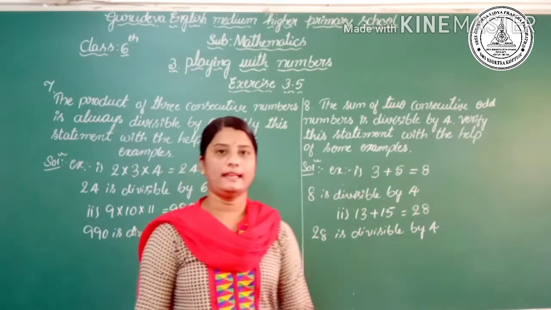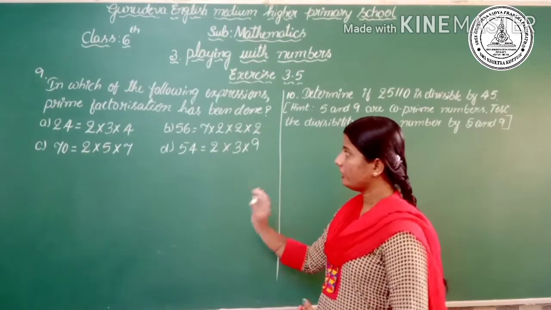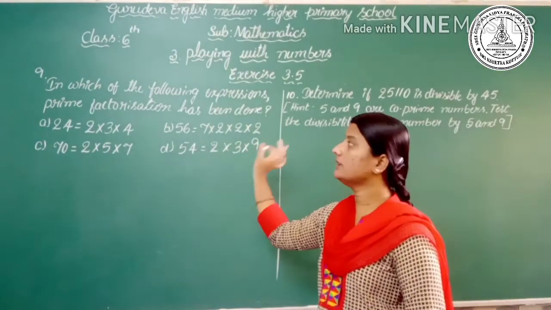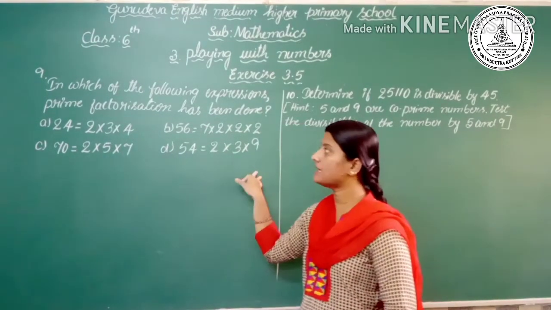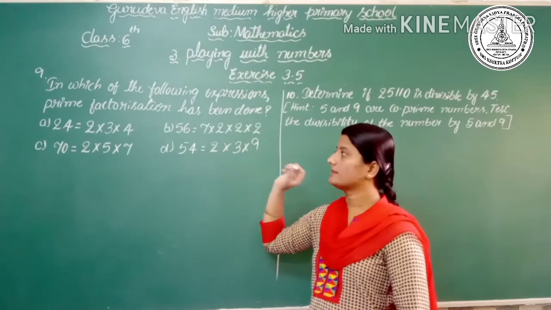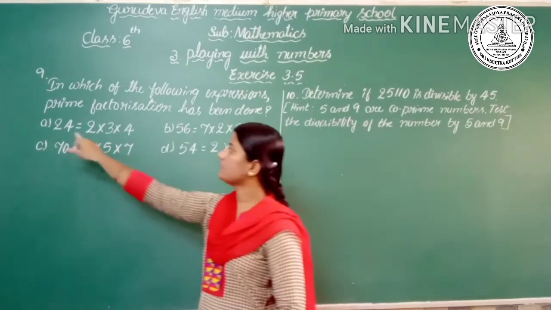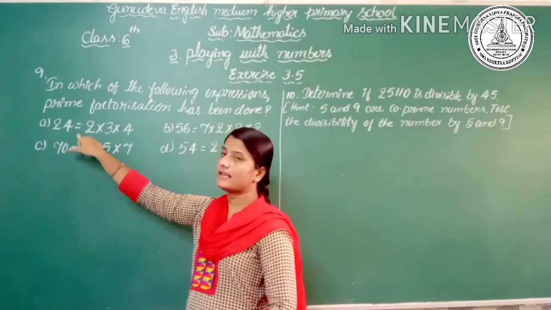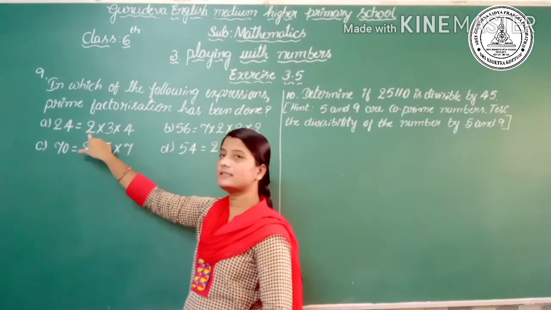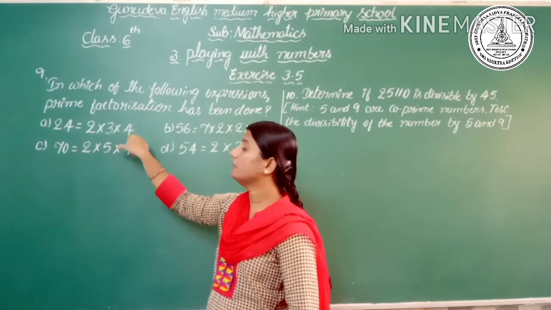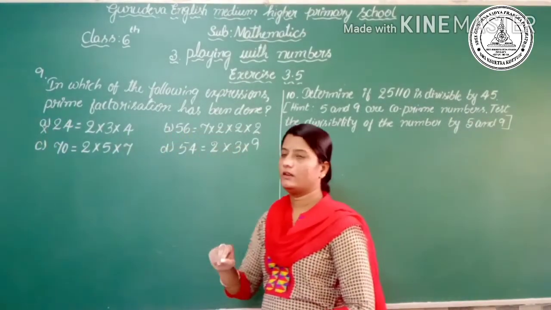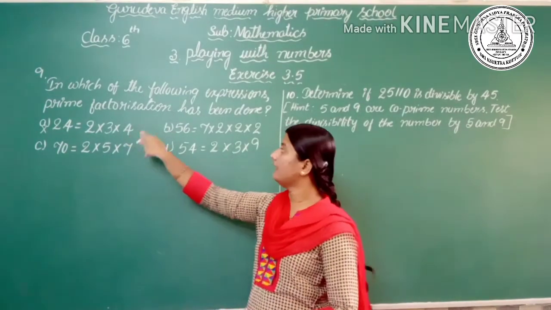Okay. Let's go to the 9th question. The 9th question is: in which of the following expressions has prime factorization been done? Here they have given four expressions. We have to check which expression has been prime factorized. Let's see the first expression. The first one is 24, written as a product of its prime factors. 2 is a prime factor, 3 is prime, but 4 is not a prime, so it is not prime factorized.